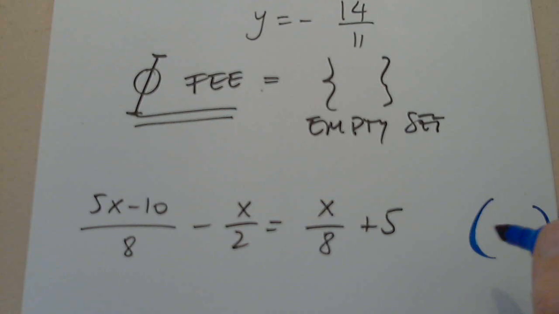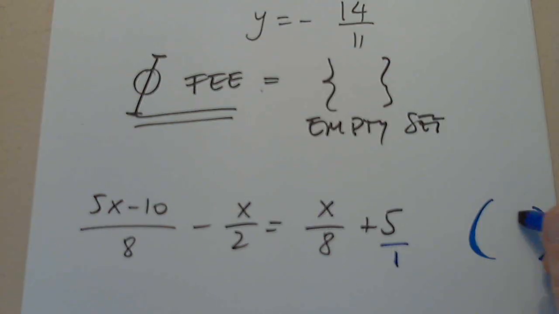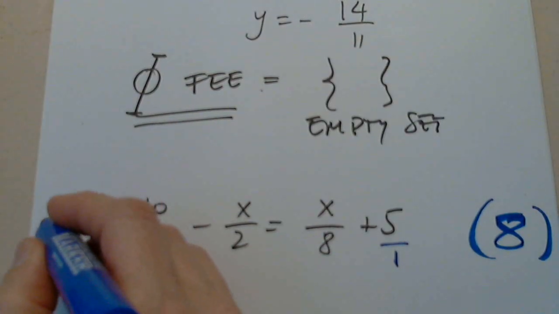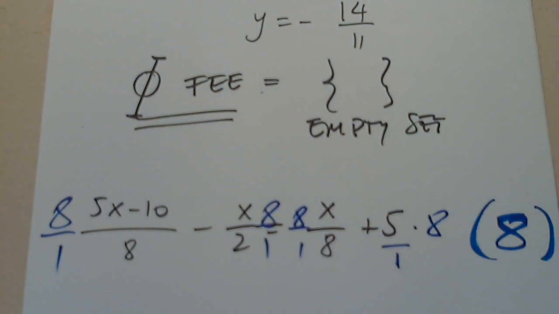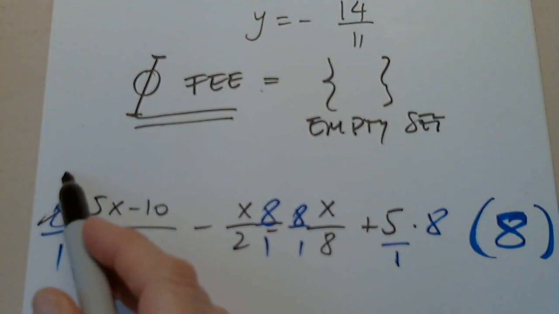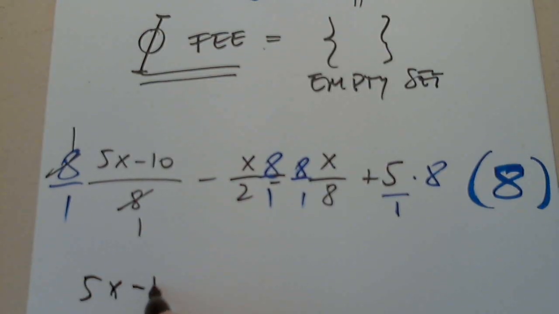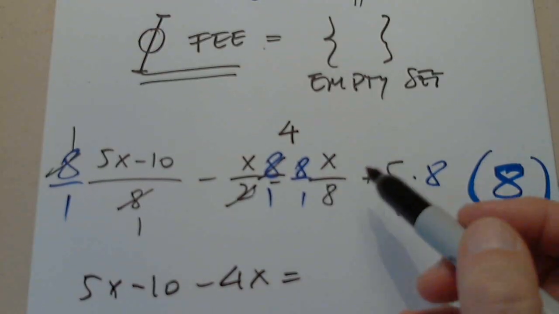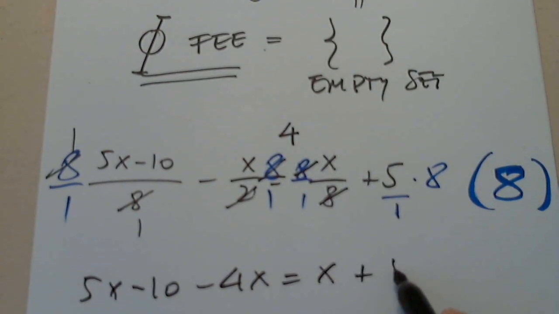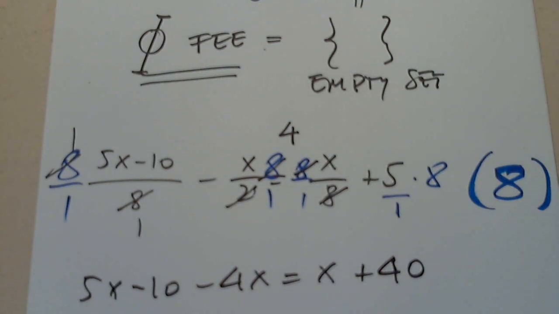Yes, which is? Very good. So 8 over 1, 8 over 1, 8 over 1, and 8. Simplify, don't multiply, please. Simplify the 8. So I have 5x minus 10. Simplify by 2, and I have minus 4x. Simplify by 8, and I get x plus 40. Again, in one simple step, you cleared everything.